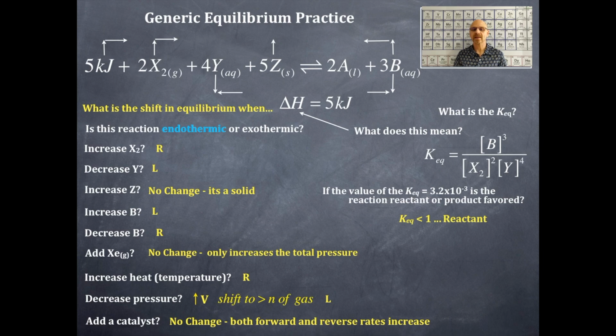Okay. That means if I were to draw those double-headed arrows again, I would draw a longer arrow towards the reactants, a shorter arrow towards the products. That would indicate that it is reactant favored.